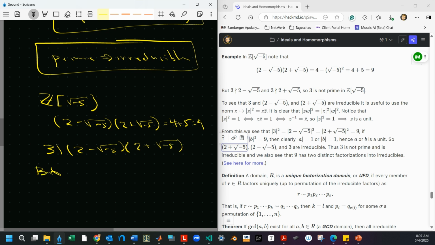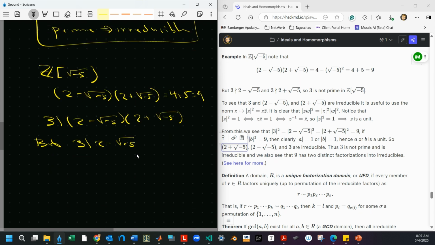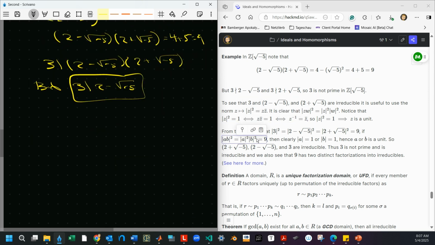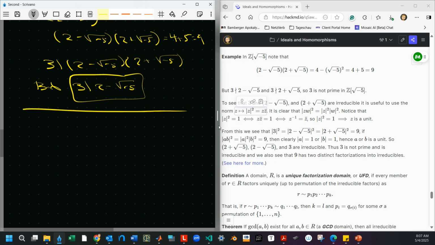But 3 does not divide 2 minus square root of minus 5, right? Now, let's see, do I have an argument for that? Yeah, well, let's see what I actually say here. Maybe we'll come back and see if I can give an argument for that. I do want to see that 3 and these other things are irreducible, right?